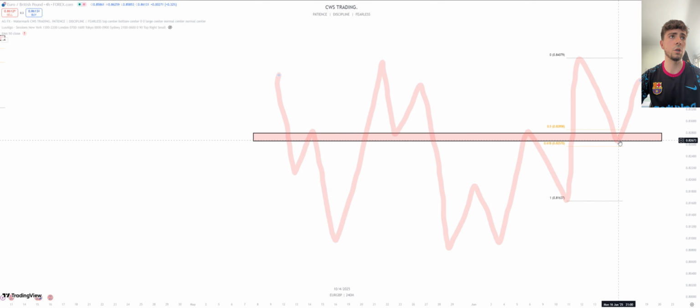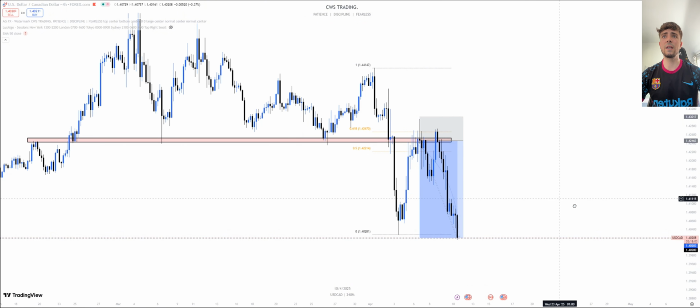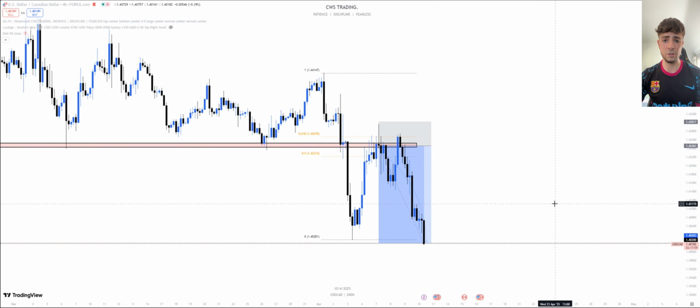So we'll get straight into the charts now and give you some real-time examples. So jumping into some real chart examples, we can see on USD CAD, this was a forward test that I've taken this week.